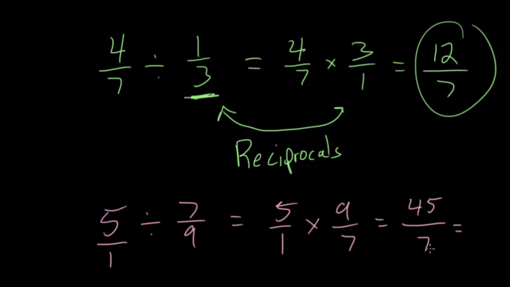If you want to write this as a mixed number, you can. 7 goes into 45 6 whole times, and there are 3 left over. So this is 6 and 3/7. And that should make some sense because, again, 7/9 is a little less than 1. How many times does this fit into 5? And we should expect it to be a little bit more than 5. So this number, 6 and 3/7, does make some sense for what we expected.